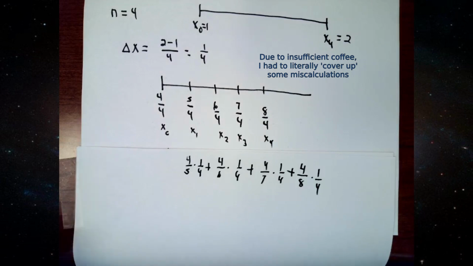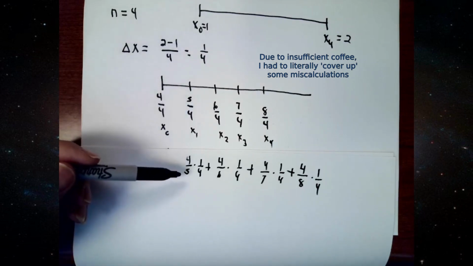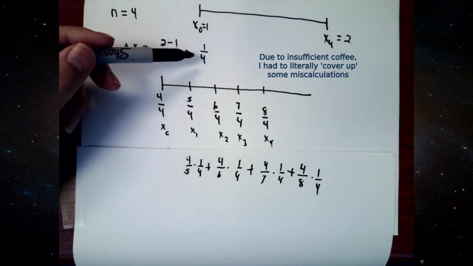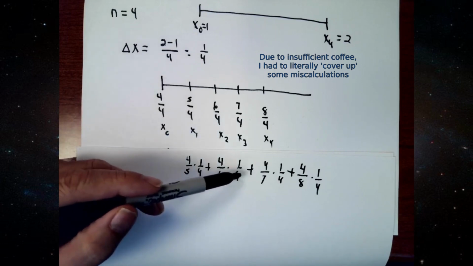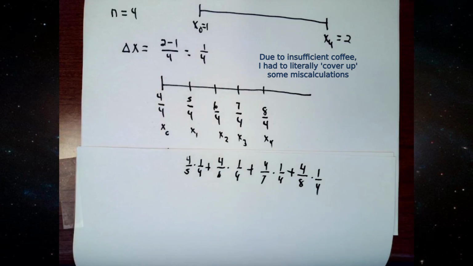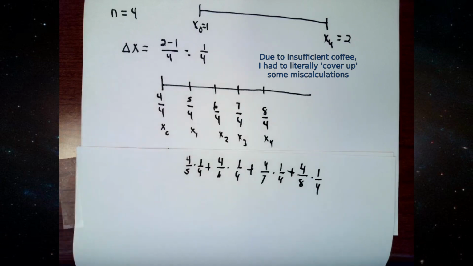f of 5/4 is 4/5. Multiply that by delta x. f of 6/4 is 4/6, multiply that by delta x, and then continue doing this until you've accounted for all 4 of the right endpoints of the 4 subintervals.